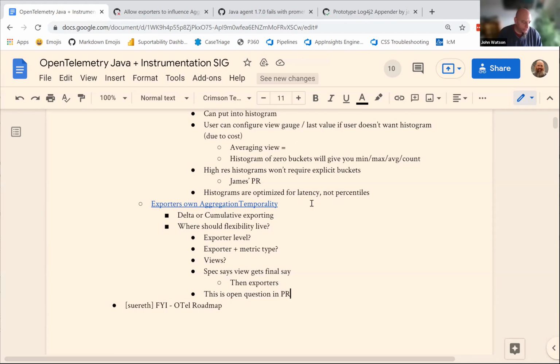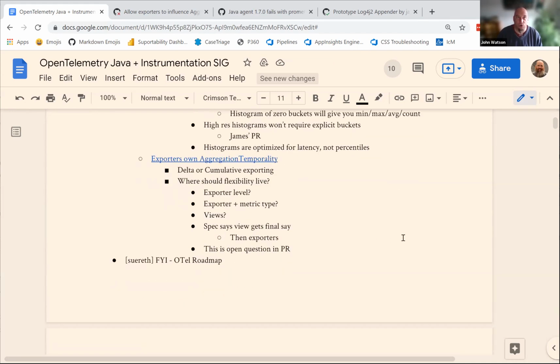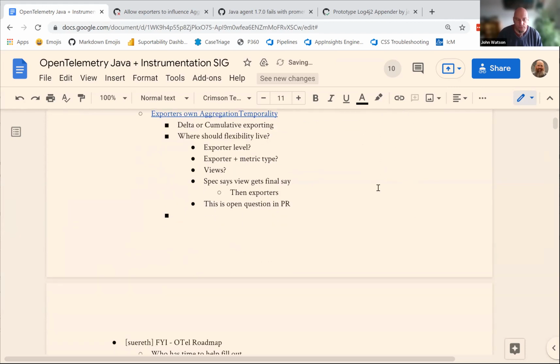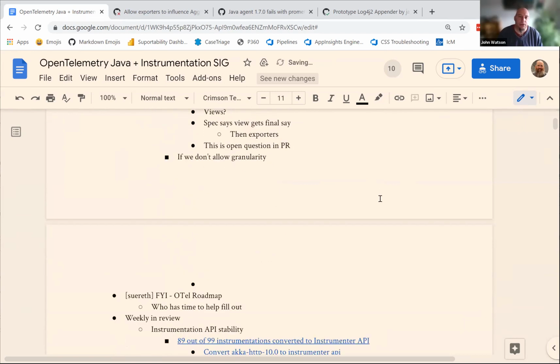One, it's not a real world use case, but it is a consequence of not allowing granular temporality. And that is when we did have the summary, the min-max sum count. Min-max sum count doesn't make a lot of sense in cumulative. Yes. It's really something that pretty much only makes sense with delta.